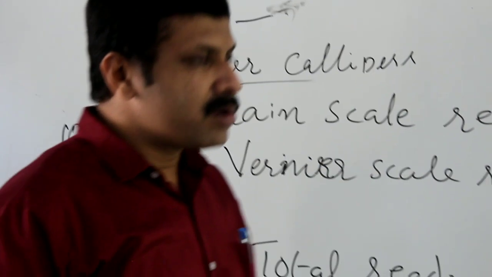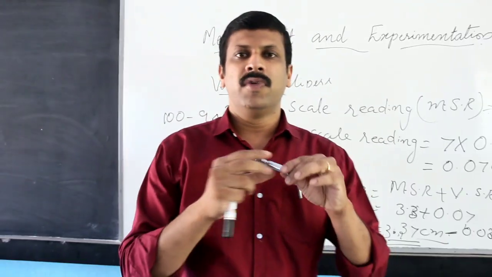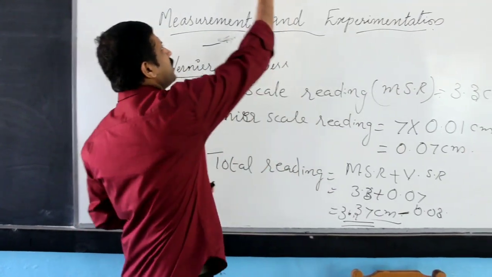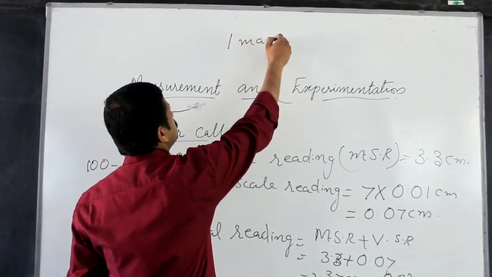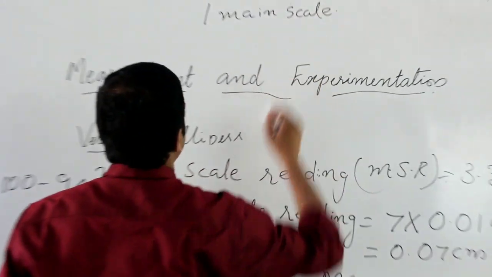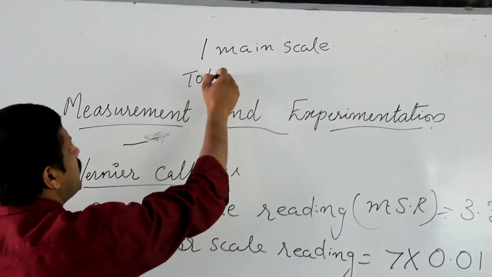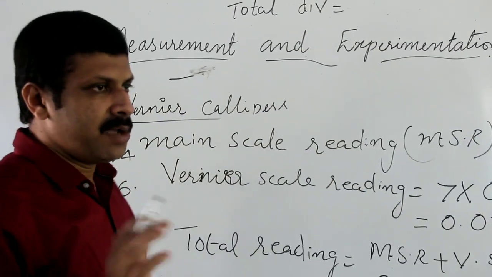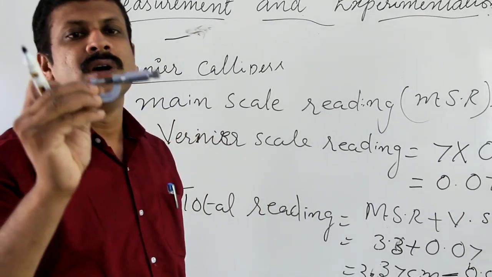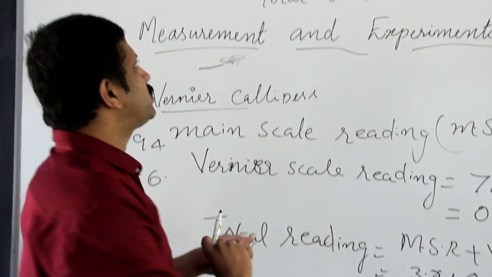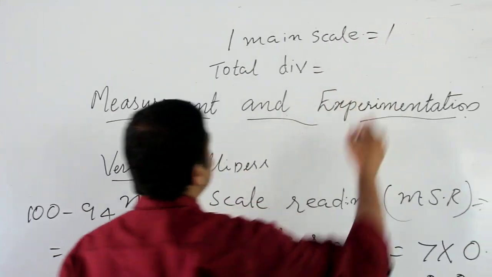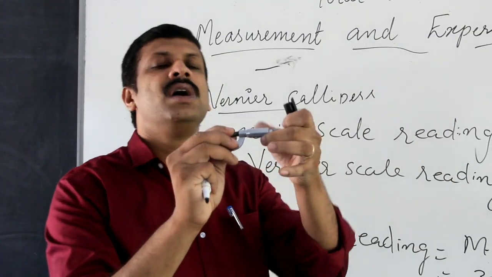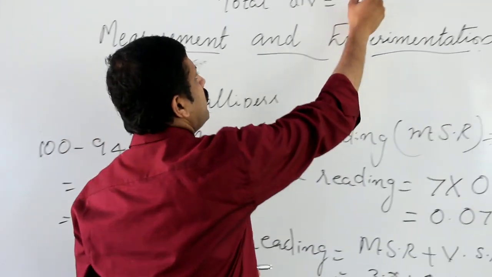For finding the least count, like vernier calipers, we took one division from the main scale and the total divisions from the vernier scale. The same is repeated in the case of the screw gauge. One division from the main scale is equal to 1, and the total divisions from the circular scale are 100, so 100 will be taken.